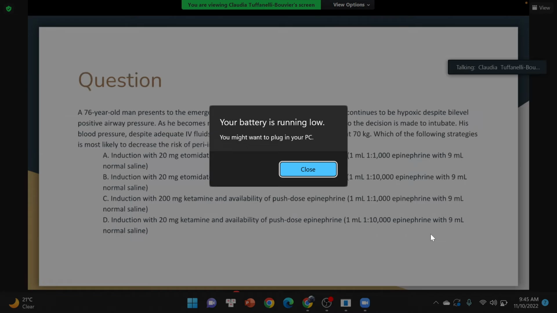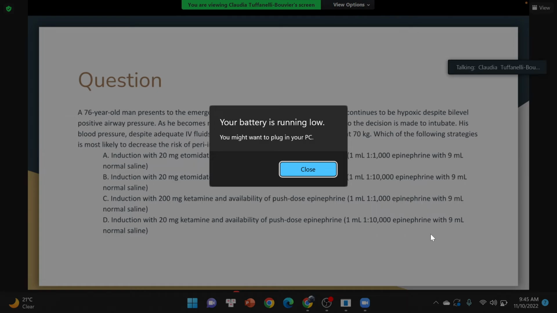And last question. A 76-year-old man presents to the emergency department in respiratory distress. He continues to be hypoxic despite bi-level positive airway pressure. As he becomes more altered, he no longer tolerates BiPAP, so the decision is made to intubate. His blood pressure, despite adequate IV fluids, is 80/52. You estimate his weight at 70 kilograms. Which of the following strategies is most likely to decrease the risk of peri-intubation cardiac arrest?